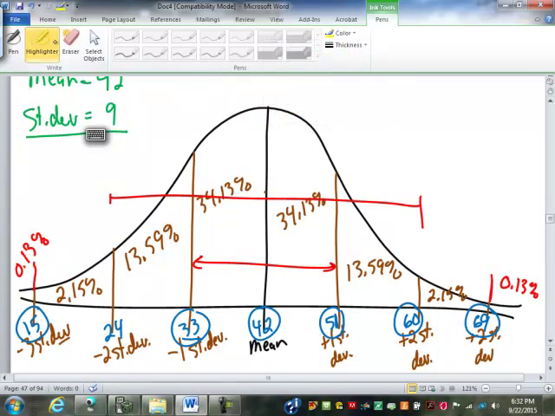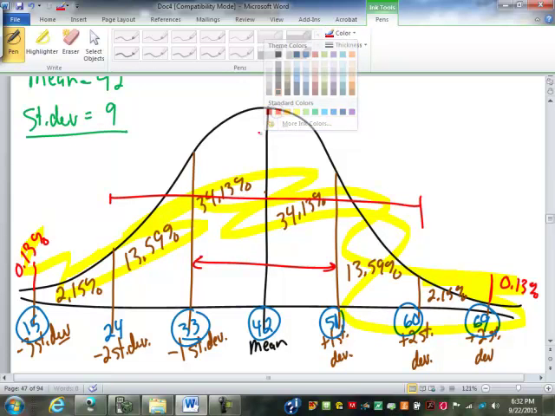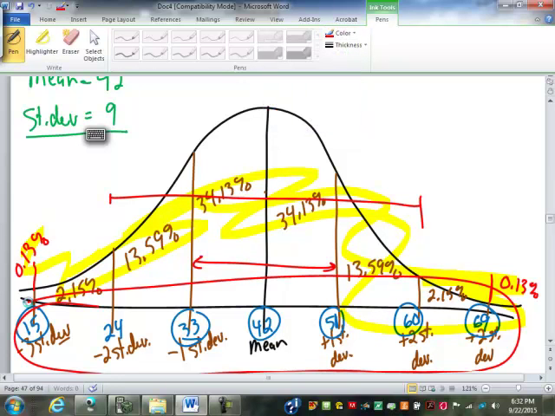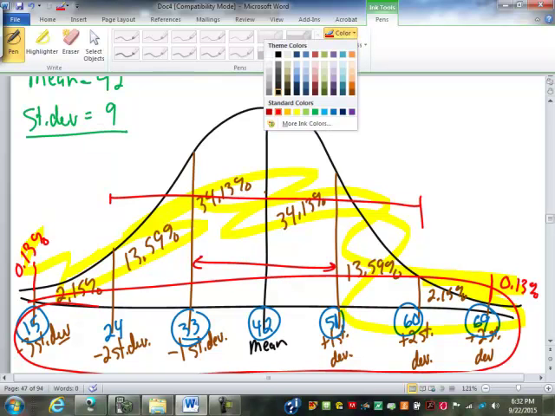These percents in here never change. They're the same. It's these numbers down here that change. The mean and the standard deviation change those numbers. So let's take a look at another example.